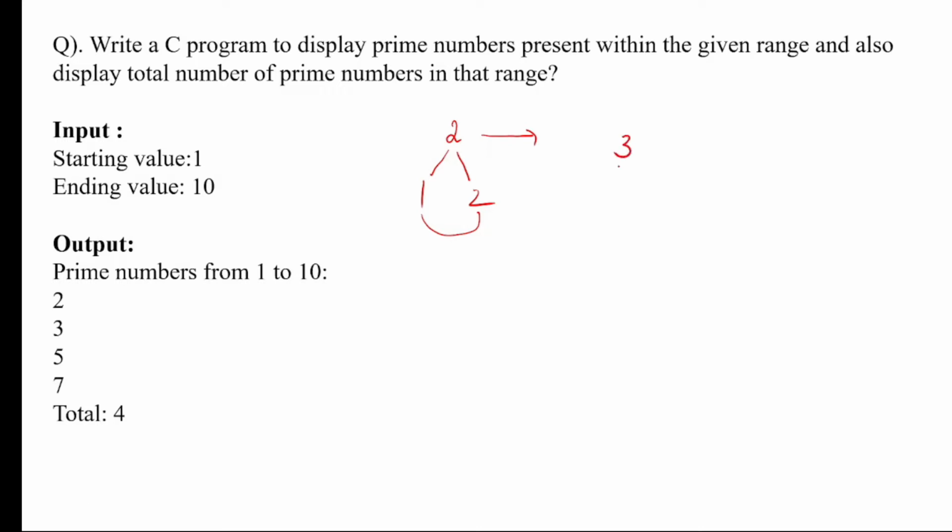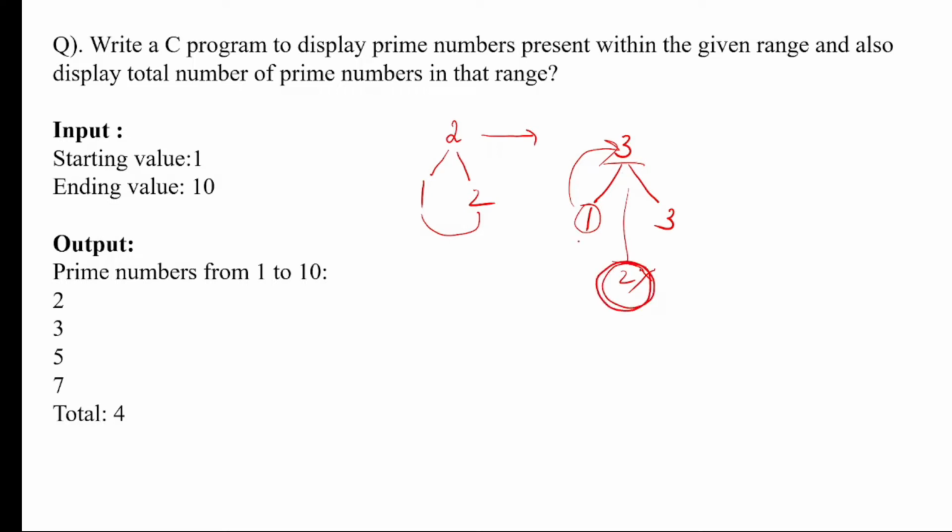Remaining all are odd primes. Suppose we take 3. What are the factors of 3? 1 and 3. Factor means if we divide 3 by 1, it is completely cancelled and the remainder is 0. So 1 is a factor of 3. Again 3 by 3, remainder is 0. So 1 and 3 are factors of 3. 2 is not a factor of 3 because 3 by 2 leaves remainder 1, which is not 0.